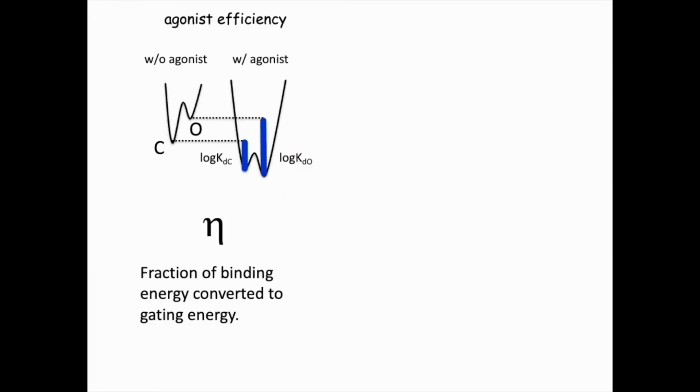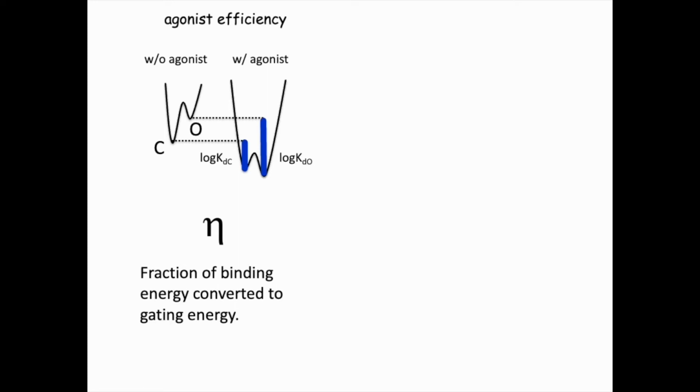Just to make things clearer, in our first three chapters, we talked about agonist efficiency, which depends on the ratio of those two blue lines, which represent the weak and strong binding energies to the binding site. That difference in energy is the efficacy, but the ratio of those two energies determines agonist efficiency, and we use the Greek letter eta to symbolize efficiency. And in words, efficiency was the fraction of binding energy converted into gating energy. So it's the chemo motive energy link.